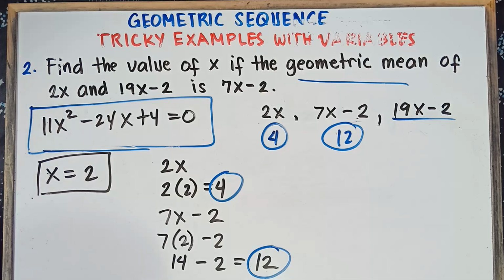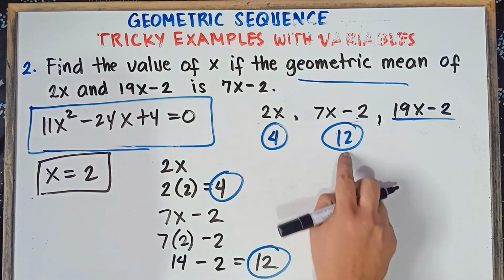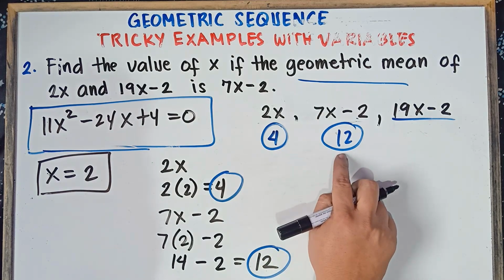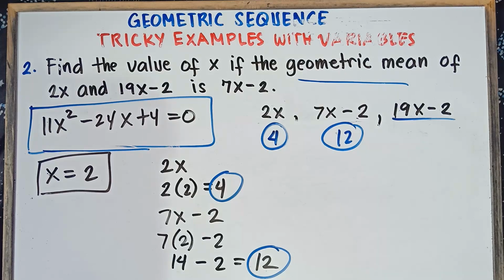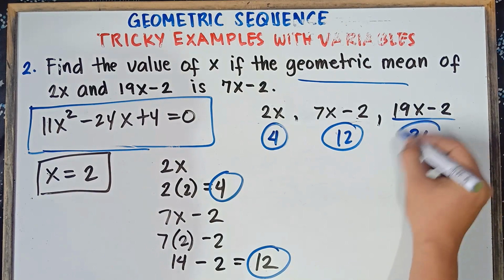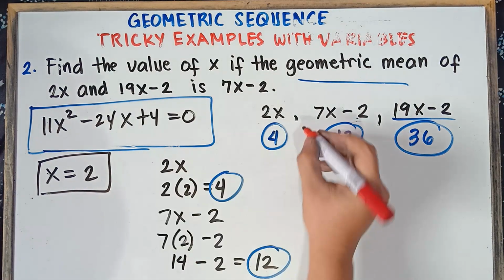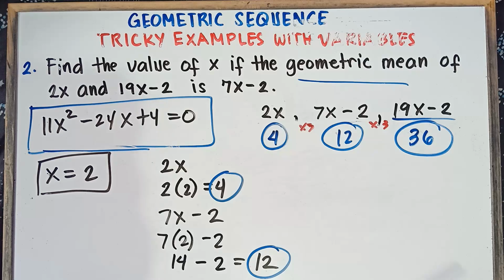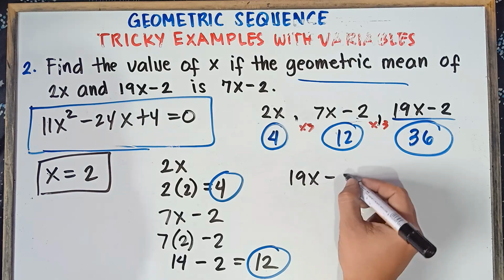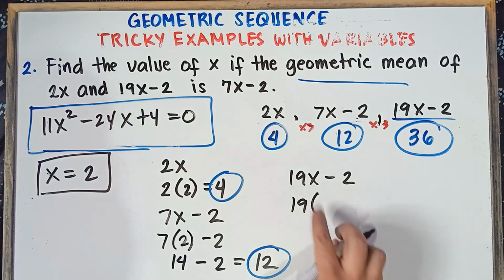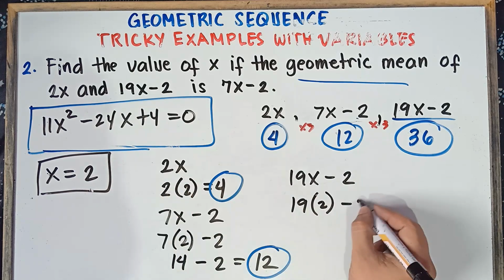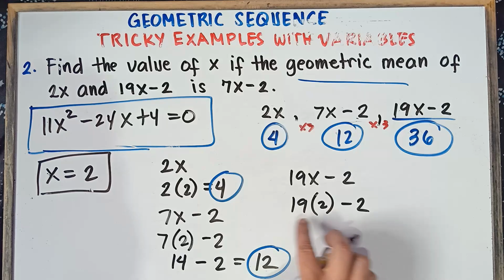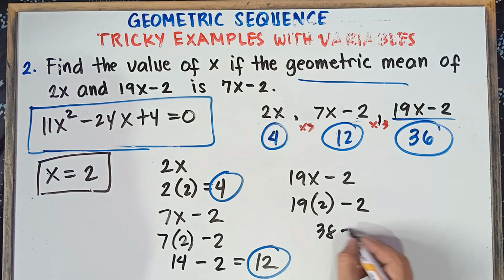Second term is 12. And then our third term, so 4 times 3, right? The common ratio is 3. 4 times 3, that would be 12. So therefore, 12 times 3, this will be 36. I'm sure, class, this will be 36. Alright, let's double check. 19x minus 2. 19 times, our x is 2. 19 times 2 minus 2. 19 times 2, that would be 38. Minus 2, that would be 36. Yup, that's correct.